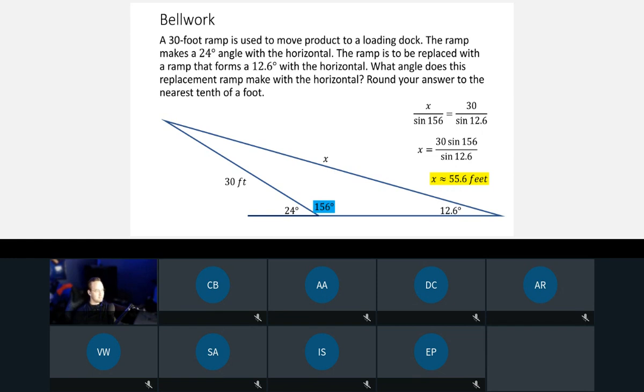Yeah, never. Never. All right. So yeah, that's 55.9, not 55.6. Okay.